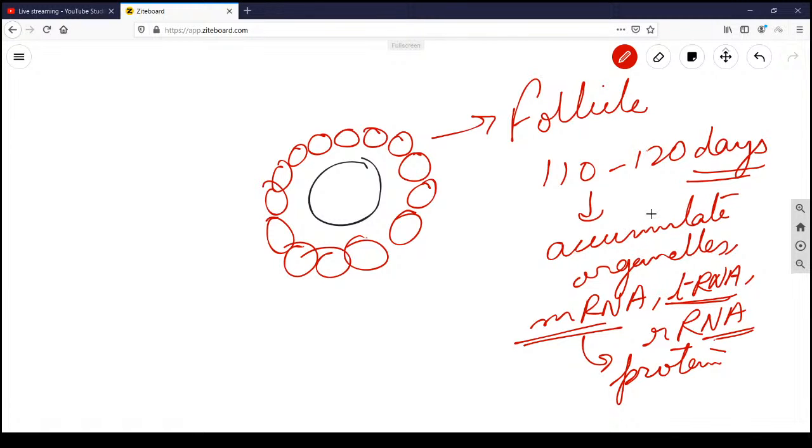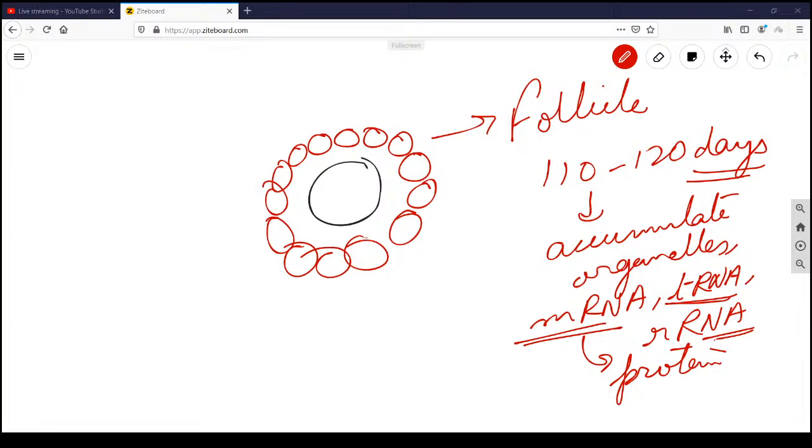This entire translation process is dependent on the concentration of rRNA, tRNA and mRNA. The most prolific is the rRNA, the ribosomal RNA. So they must accumulate so many organelles and so much rRNA that they can sustain the embryo for a few days just after the fertilization event. That is the entire scenario of a human oocyte.